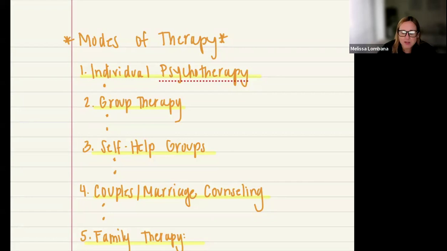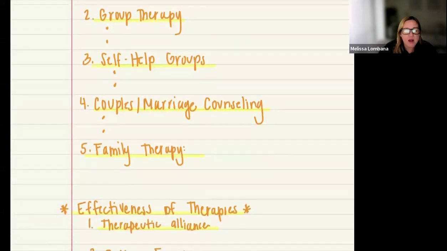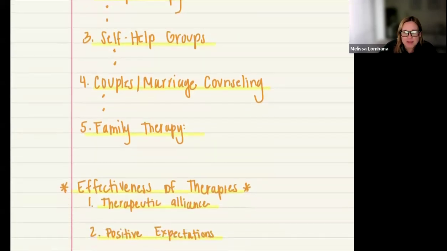The next one is couples marriage counseling, and this is where a couple or marriage partnership are coming together to speak to a therapist so that they can work on better communication. It allows for them to learn how to deal with conflict with one another and communicating and understanding each other. And then the last one is family therapy.